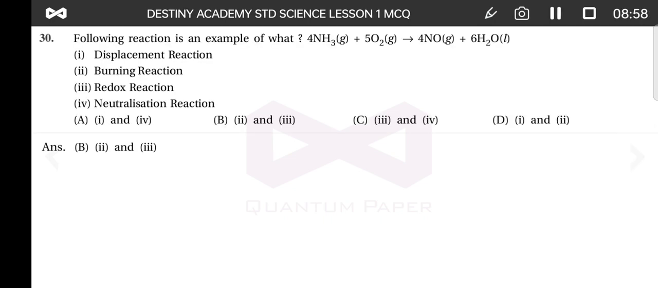The following reaction is an example of what? 4NH3 plus 5O2 gives 4NO plus 6H2O. So you can see this is an example of a burning reaction and also one type of redox reaction. So the correct answer will be B.